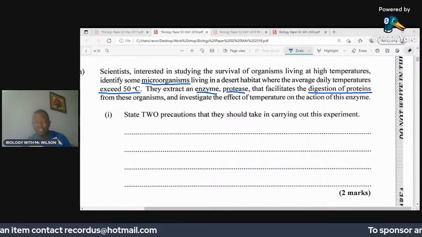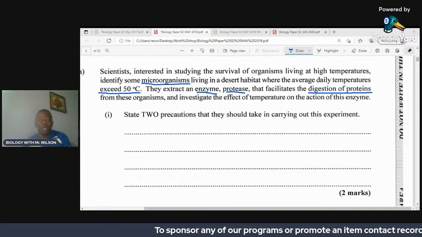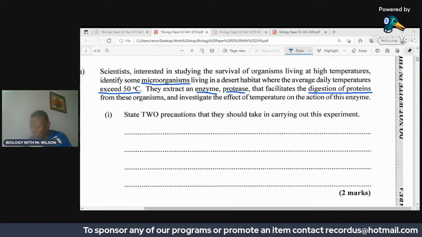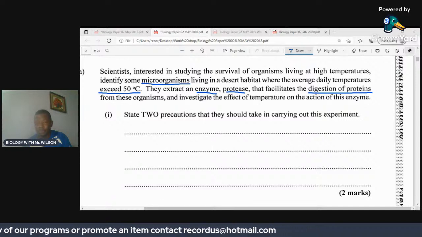So tell me in the chat, what are two precautions that you'll be taking in ensuring that all goes well with the lab, nobody is injured, everybody will be fine? What are the precautions that you'll be taking?